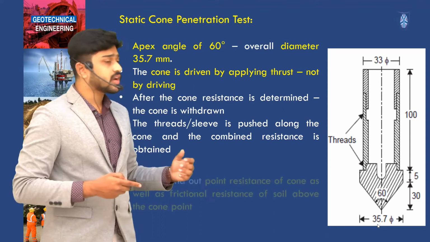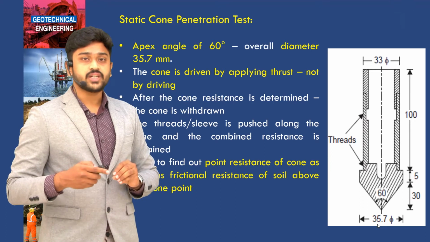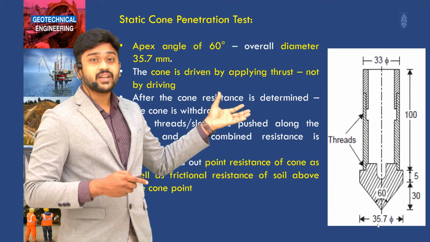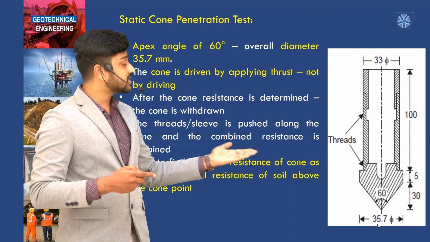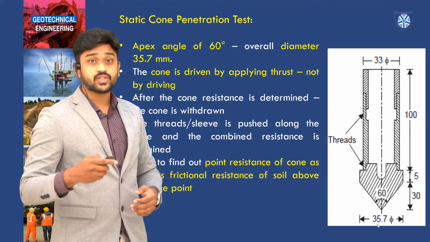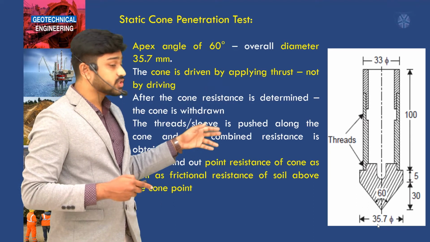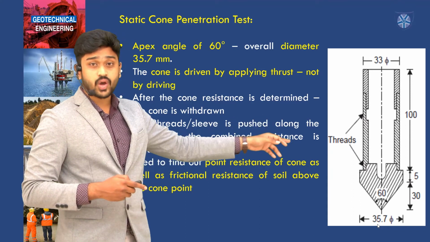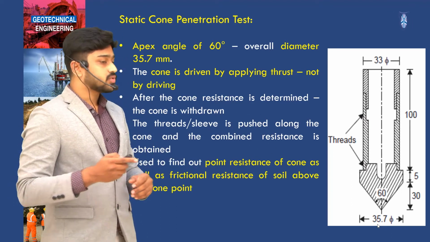Apart from that, this is generally used for finding out, as I mentioned, the shearing resistance, or simply the frictional resistance of the soil, and the other one is the end bearing resistance, which is also known as the point resistance of the cone. So that is why, as I have listed here, it is used to find out the frictional resistance of the soil and the point resistance of the cone as well. So this is how it is done.